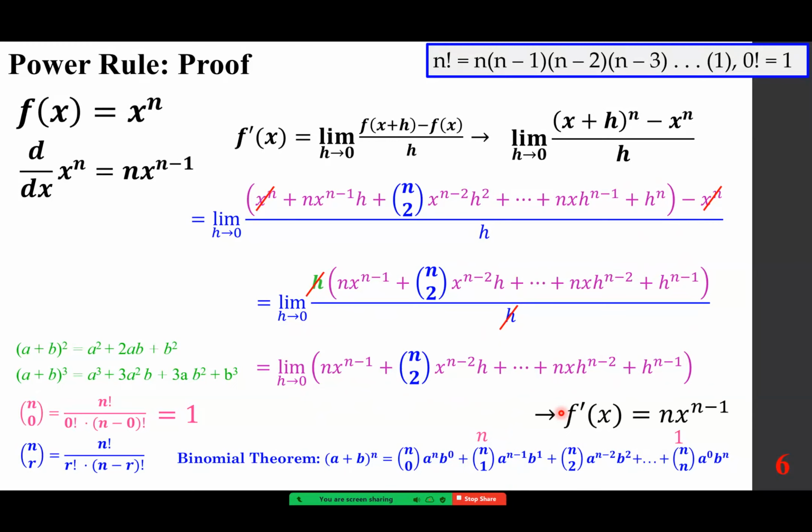This is known as the power rule. Again, you're not responsible for that. What you need to know is this: if this is f of x equals x to the power of n, this is its derivative. That's all you need to know.